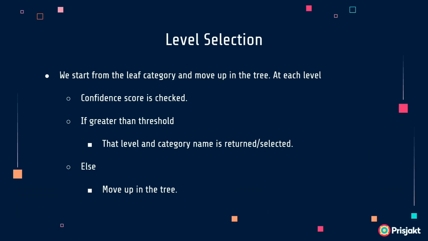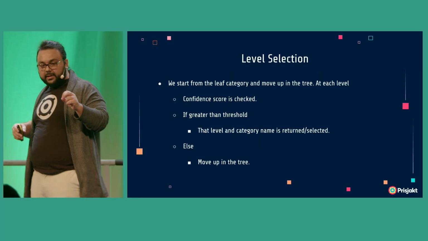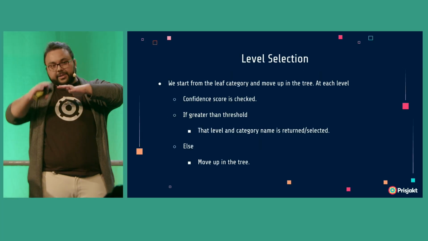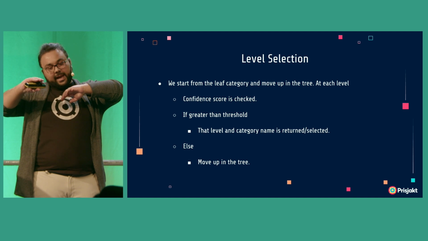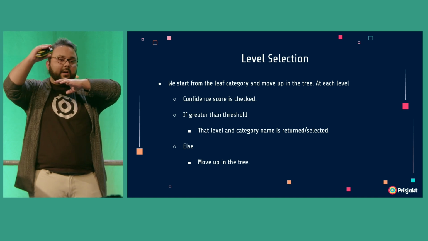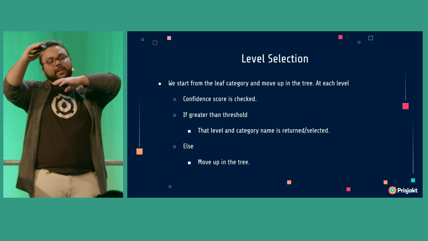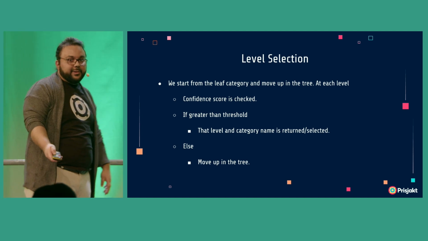And the final part was how we did level selection. We started from level 6, the leaf level, and had thresholds defined at each level. For example, if at level 6 the score is greater than a particular threshold, we select that. If it's not, we move up to level 5, and we keep doing that until we select level 2.